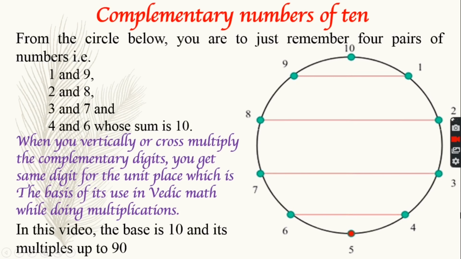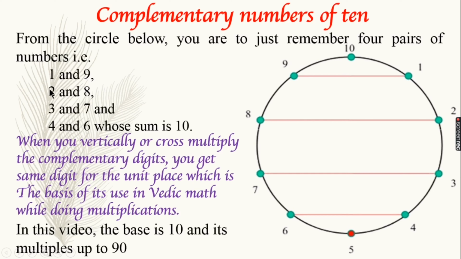This is the 10-point circle where we have shown the complementary numbers. 1 and 9 are complementary, 2 and 8 are complementary, 3 and 7 are complementary, 4 and 6 are complementary, 5 and 5 are complementary. So they add up to 10. The importance of this for this method of multiplication is that if you multiply these complementary numbers vertically or crosswise, you get the same digit at the unit place.